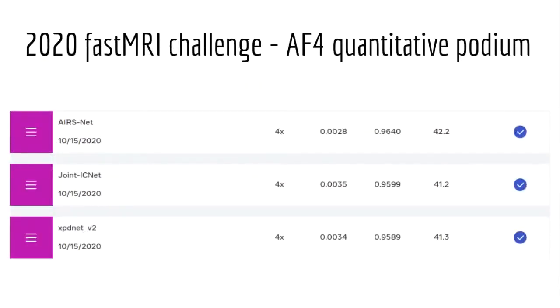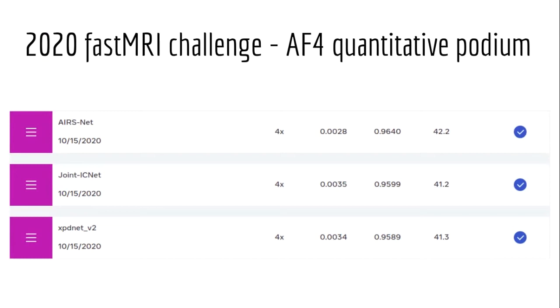And now on to the results. So I'm going to directly dive into the challenge results. The challenge was done in 2 tracks. So you had 2 different acceleration factors, which basically relates to the number of lines that you're going to acquire with respect to the total number of lines in the k-space.